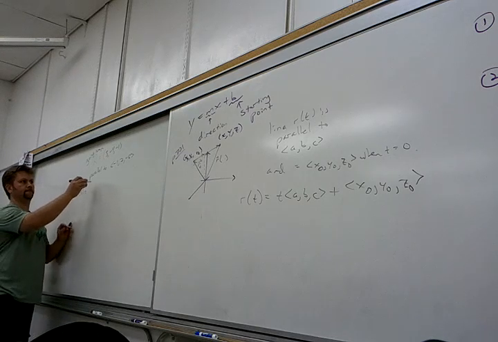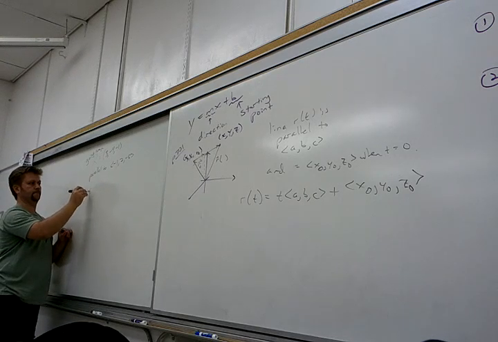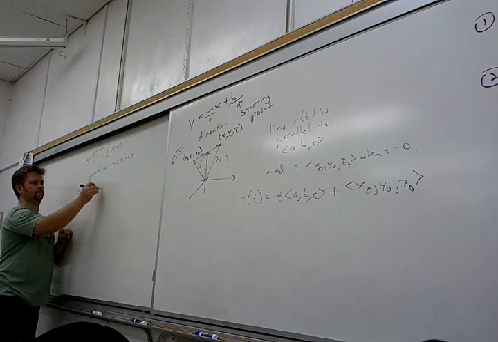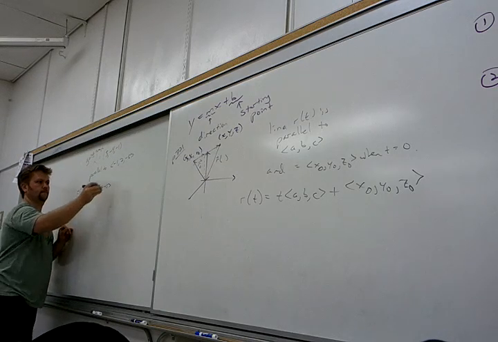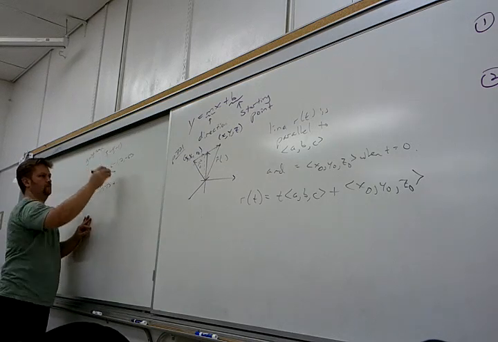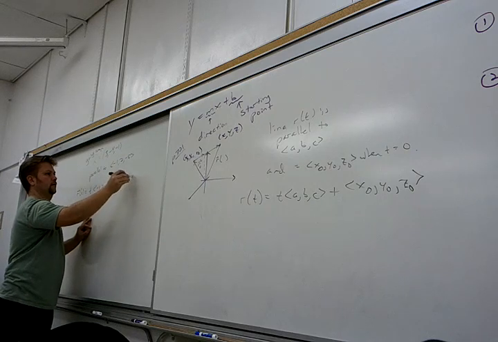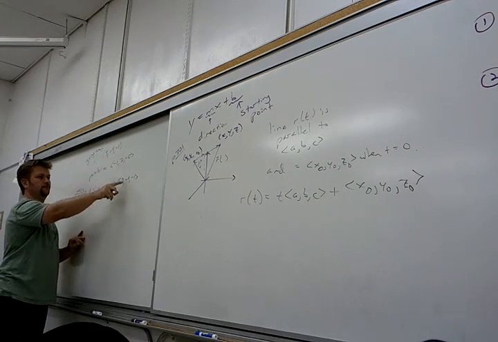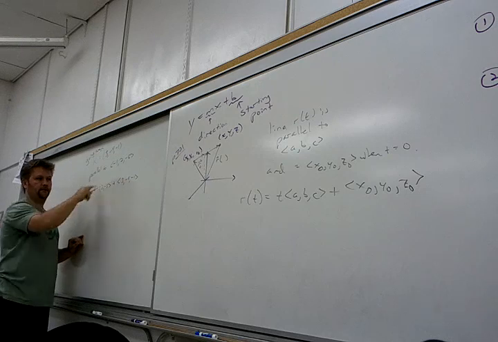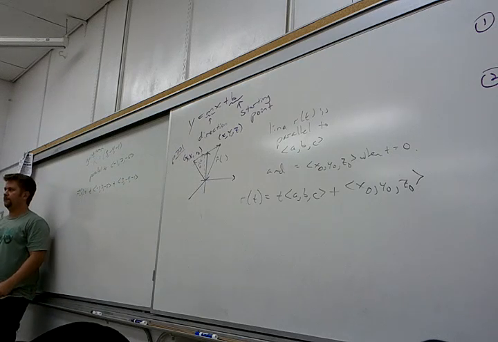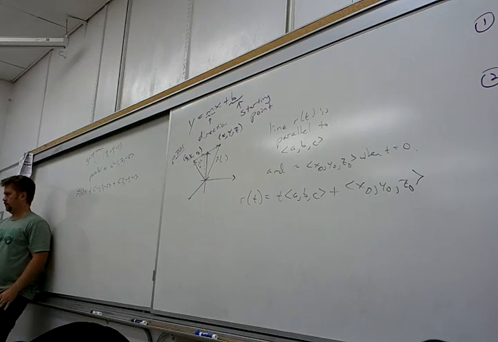So what do you got? t times <-1, 2, -5> plus <3, -4, -1>. And just remember to put this as a vector now. So this is the point, and I need to use the vector that points to that point in my equation, right? I can't add a vector to a point. That doesn't make any sense. I gotta add a vector to a vector.